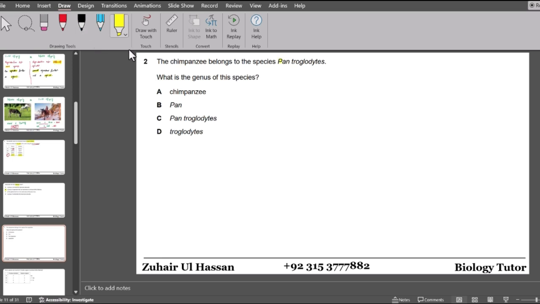Again, in this question, we are given the scientific name and we have to find out the genus of this species. Genus would always be the first name, species would always be the second name. So for genus, option B is the correct one, because in option B we are given the genus of this particular species.